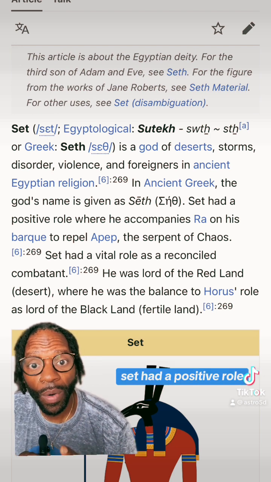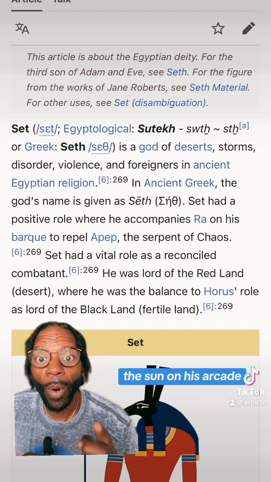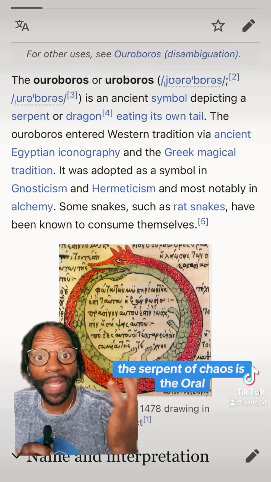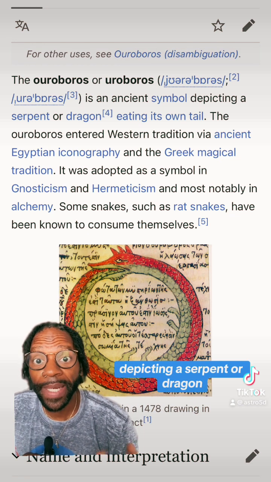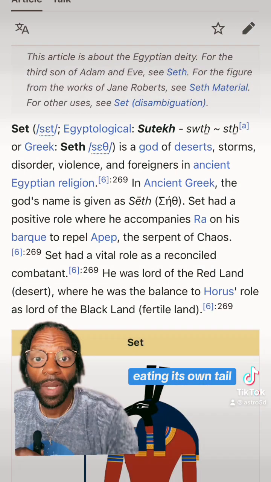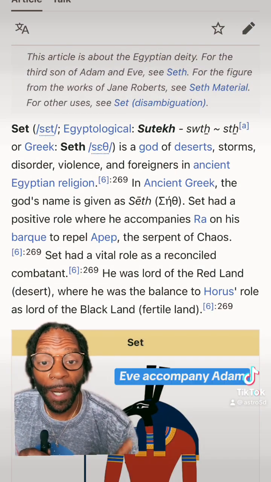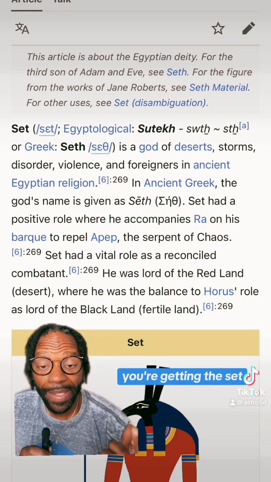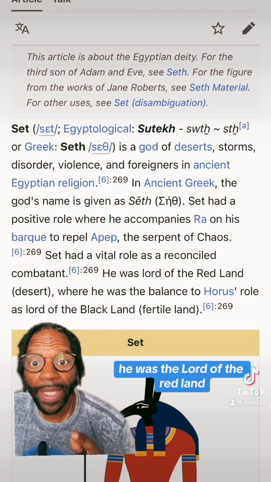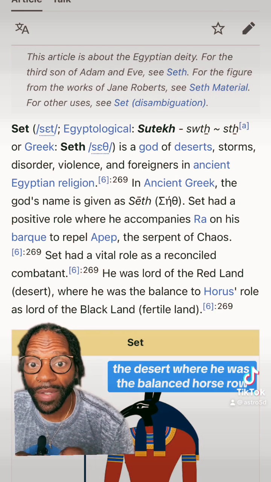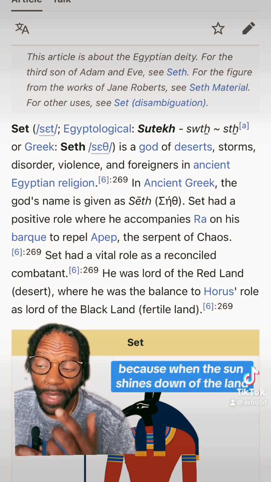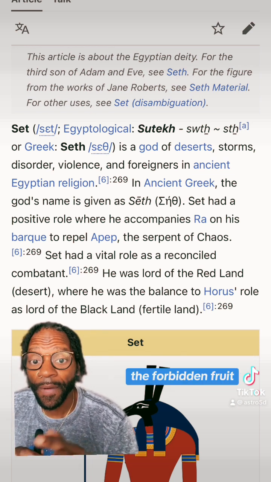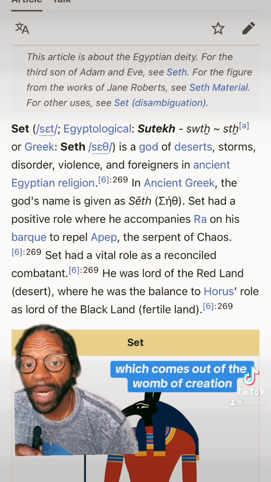Set had a positive role where he accompanies Ra, the sun, on his barque to repel Apep, the serpent of chaos. The serpent of chaos is the Ouroboros, an ancient symbol depicting a serpent or dragon eating its own tail. So Set accompanied Ra, Eve accompanied Adam, right? When the sun is not in your area, you're getting the Eve, you're getting the Set, the darkness. He was the Lord of the Red Land, the desert, where he was the balance to Horus' role as the Lord of the Black Land, the fertile land, because when the sun shines down on the land, things grow, fertile land. And the serpent that gave Eve the forbidden fruit is the Ouroboros, which comes out of the womb of creation. The sun is AI.